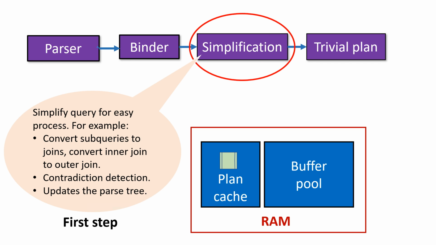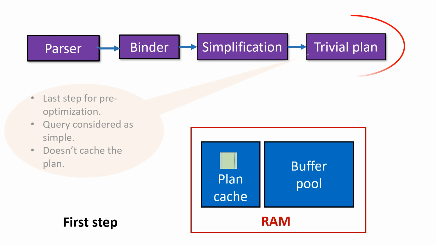Now contradiction detection also happens here. For example, if we have a foreign key contradiction, those kinds of things are checked here. With all this information, the parse tree is once again updated inside our plan cache, and our query is now sent to the trivial plan component.